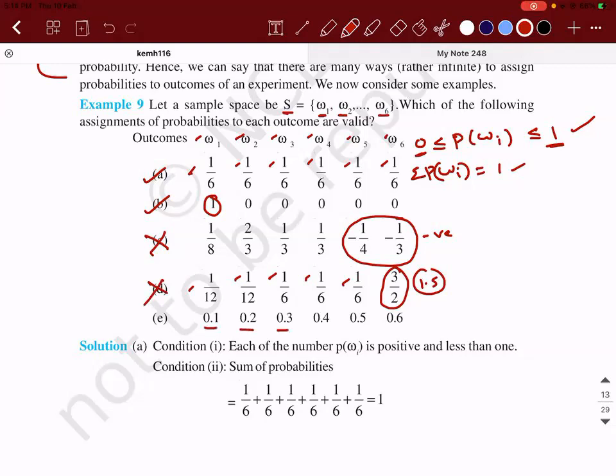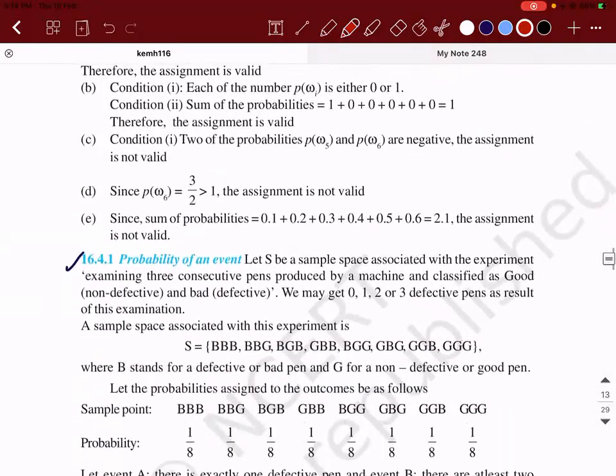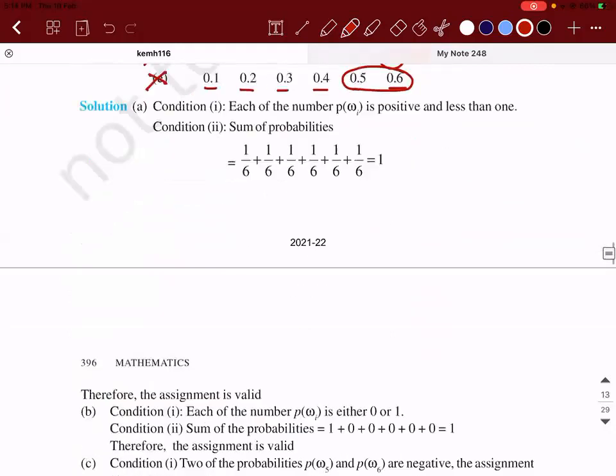0.1, 0.2, 0.3, 0.4, 0.5, 0.6. So though the first property will get managed, the probability of each outcome is less than 1 and greater than or equal to 0, or strictly greater than 0. But what will happen to the sum? If I add these two itself, I'll get 1.1. So this is also not going to work. Right? Is that clear?